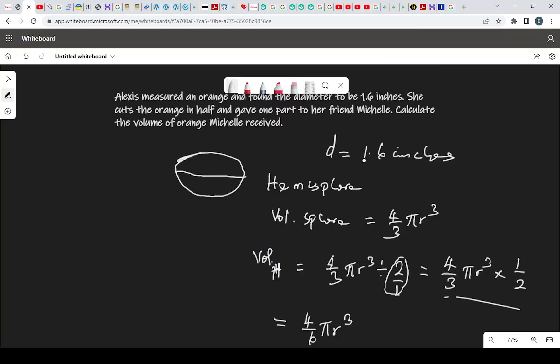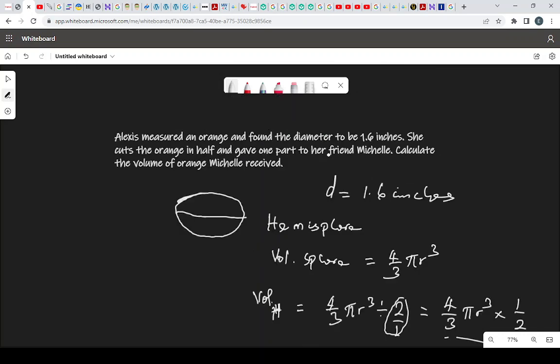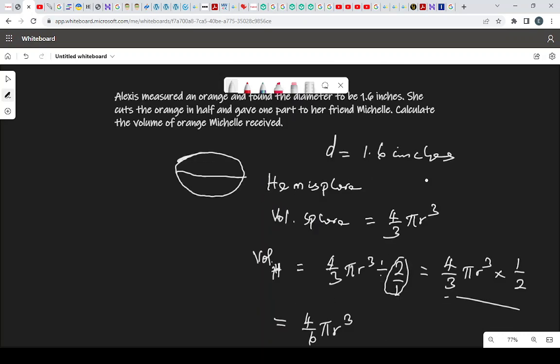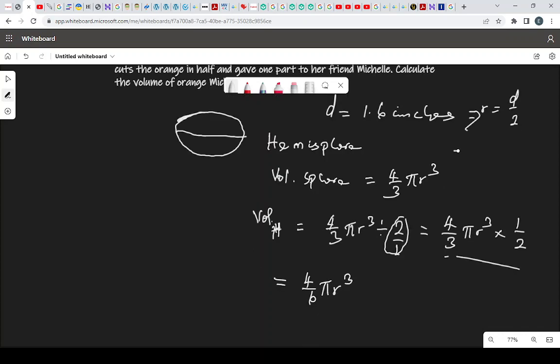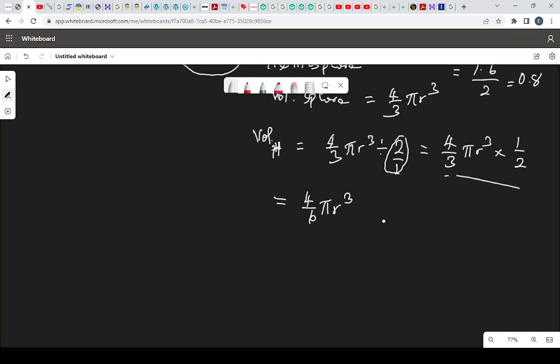Now from the question, the diameter of the sphere, of the orange rather, is 1.6. The radius is the diameter divided by 2. That is 1.6 divided by 2, that should be 0.8. Let me confirm that with the calculator. Yes, 0.8 inches is the radius of that sphere.